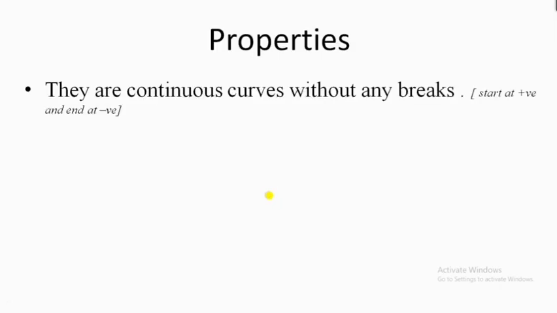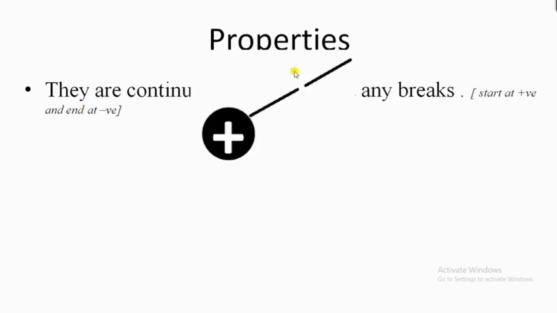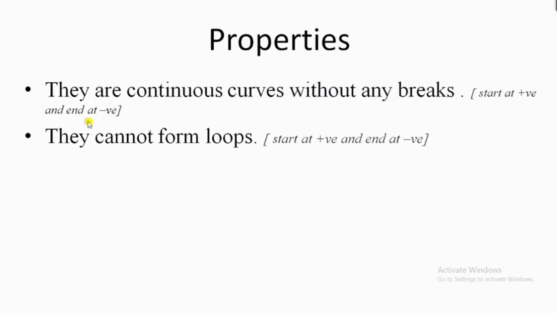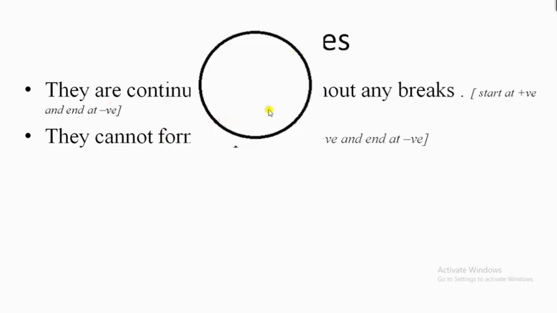Now next property, they are continuous curves without any breaks, so there should not be any breaks because they start at positive and end at negative. If they are breaking, it is not ending in negative, and out here you can see it is not starting from positive, so it is not following rule number 1. And they cannot form loops. If they form loops, then there is no charge from where they are starting and there is no negative charge to which they are ending, so they should not form loops.